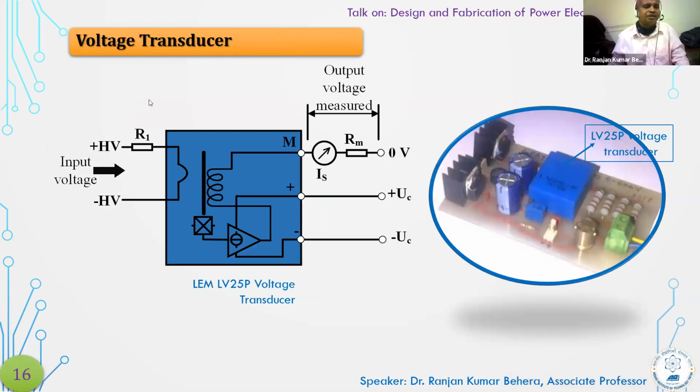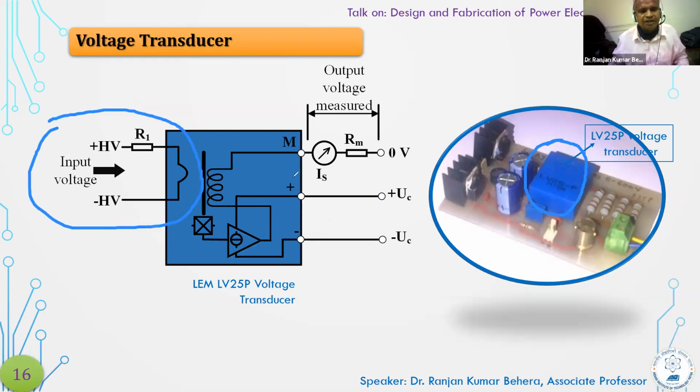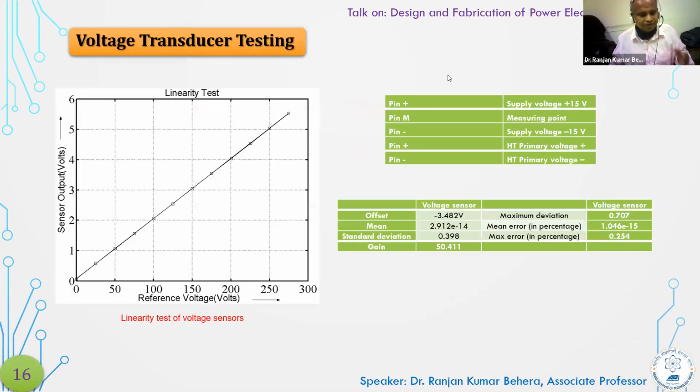And now you see here the voltage transducer. That means this will measure our voltage. This LV25P will measure your voltage and give information to the data acquisition board, and they will give you your input voltage and you get the output voltage. So this is how the data acquisition system can recognize what the voltage is.